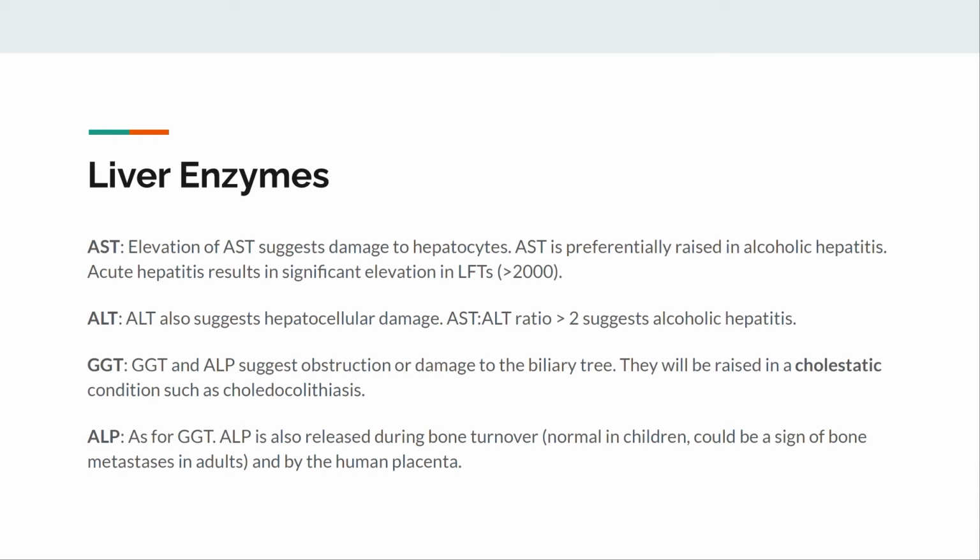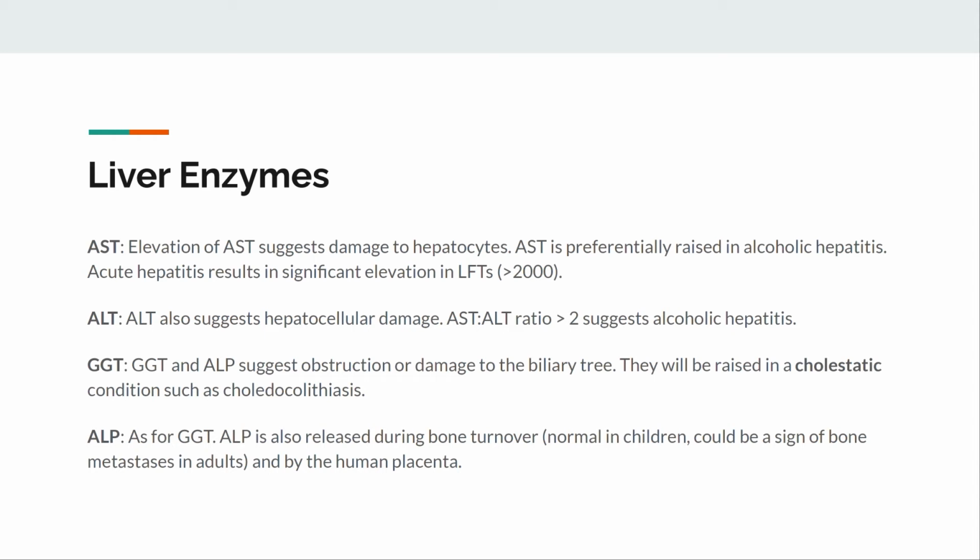The AST to ALT ratio, if it's greater than 2, strongly suggests alcoholic hepatitis, because the AST within the mitochondria of hepatocytes is particularly sensitive to alcohol. And I remember this because AST has the letter S in it, which in my brain stands for Scotch or sake. GGT or Smirnoff.